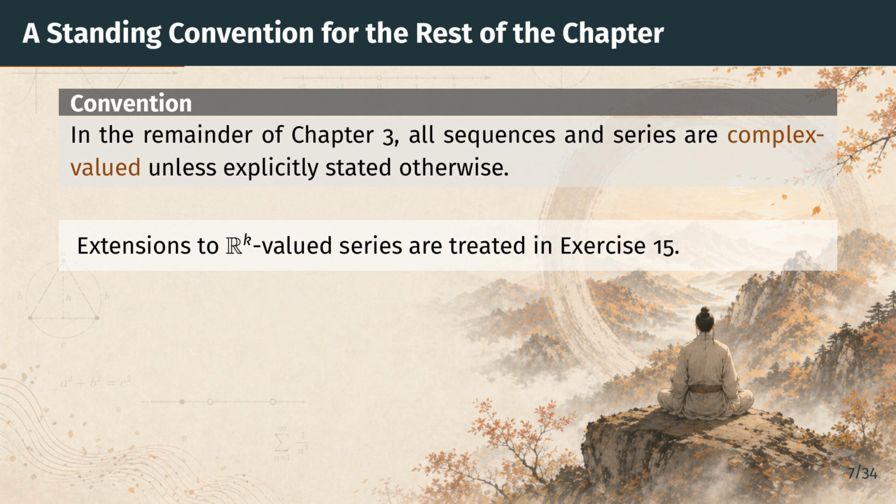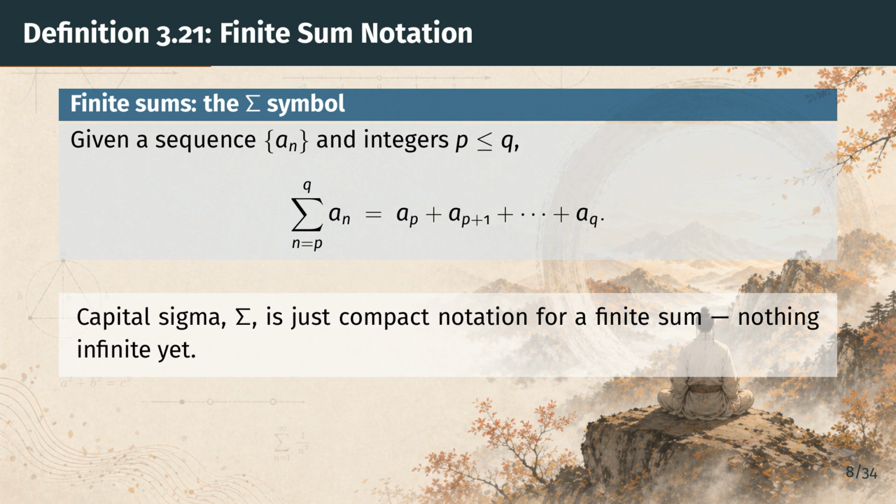Now to the definition. Definition 3.21 opens with a piece of notation we will lean on constantly. The capital sigma symbol shown on the slide bundles a finite sum of consecutive terms into one compact expression. A starting index p sits below, an ending index q sits above, and the dummy index n runs over every integer in between, picking out the term a sub n each time and adding them together.